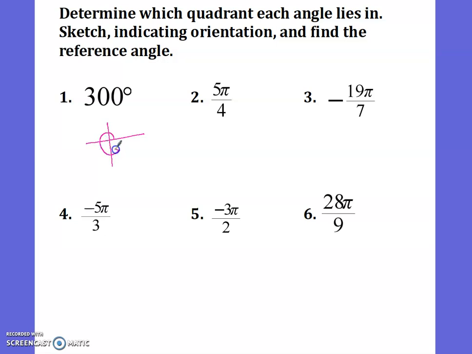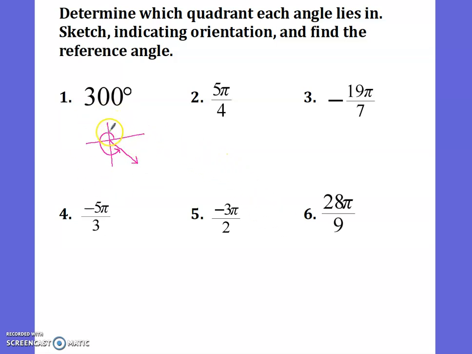So 360 degrees is going to fall here. And when you're sketching these angles, I know 300 is actually closer to the y-axis than it is the x-axis. My picture looks almost in the middle. What's important when you're drawing these is that they are in the correct quadrant. They don't need to necessarily be accurately at 300 degrees. You just want it in the right quadrant.